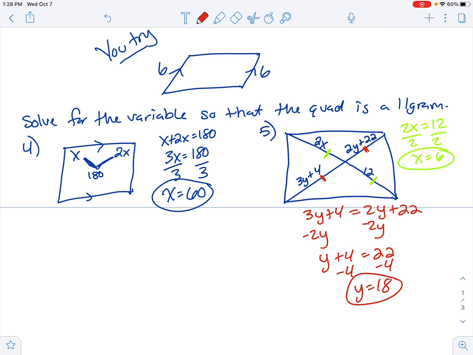So use the theorems that we've taught you to find what's missing, okay? You're going to try this one. Go ahead and pause, complete this one, and then you can move on to the homework.